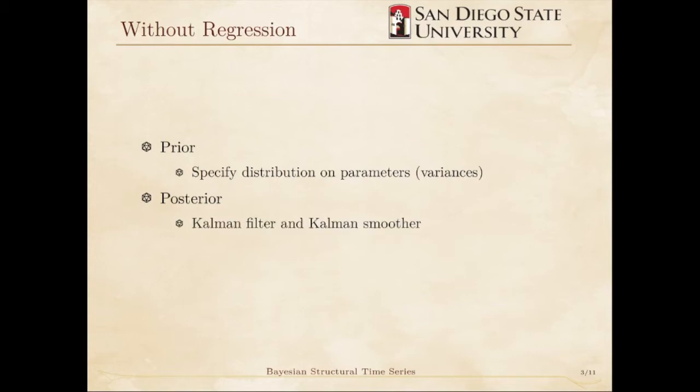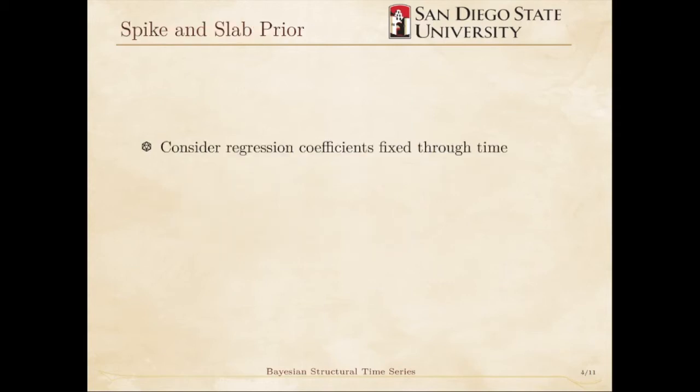The Kalman filter and Kalman smoother algorithms are typically used in state space time series models, along with Markov chain Monte Carlo sampling. When we do have a regression component, we use what is called a spike and slab prior. We will consider our regression coefficients fixed through time, because otherwise they could be added as an additional state component.